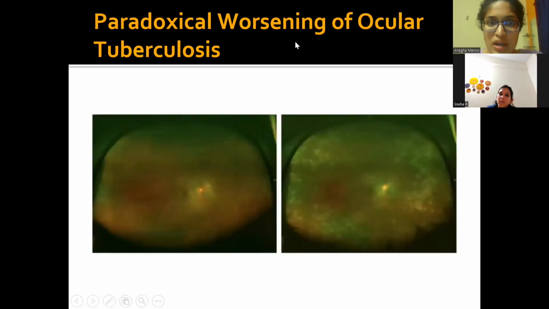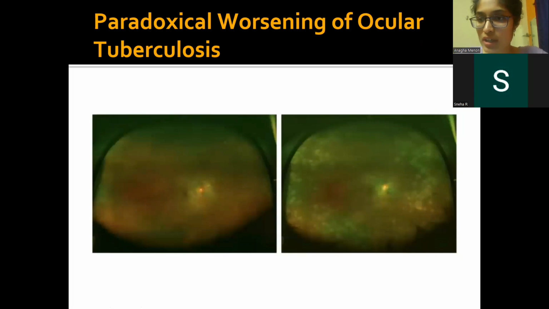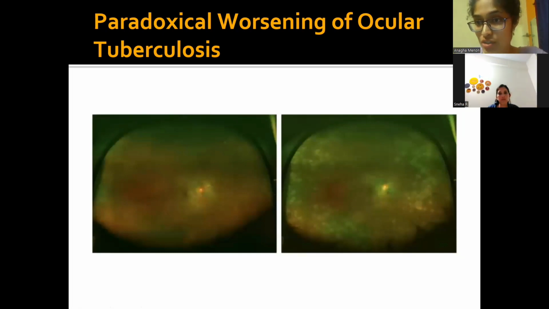There is something called paradoxical worsening of ocular tuberculosis. So this is a tricky situation which a lot of doctors, ophthalmologists, encounter. So the patient presents with all those manifestations that I've spoken about earlier, like serpiginous choroiditis or tuberculomas. And once we start our anti-tubercular therapy, that will or may cause worsening of the conditions.